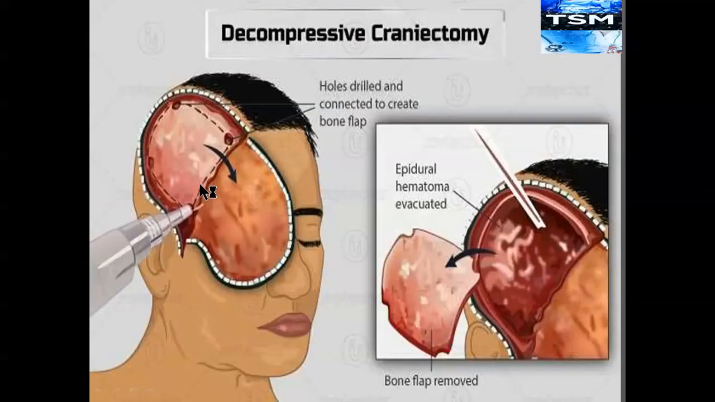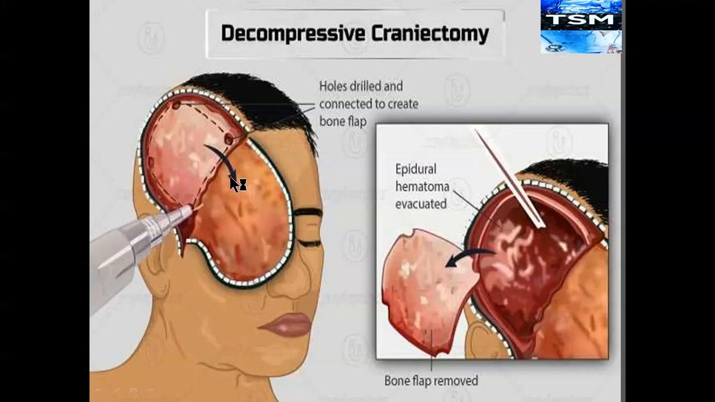Now here we can see this image showing your decompressive craniectomy. We took out this musculocutaneous flap, reflected anteriorly and inferiorly. Then we can see the bone over here. Then we make a few burr holes with the craniotome, and with the help of the footplate, we connect these burr holes, and after connecting them, we take out your bone. So this is a decompressive craniectomy.